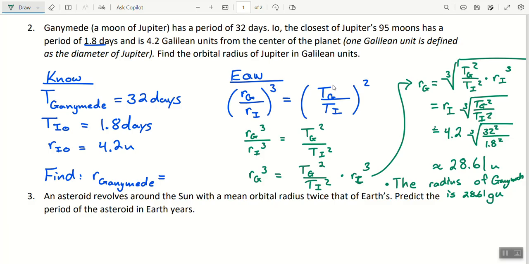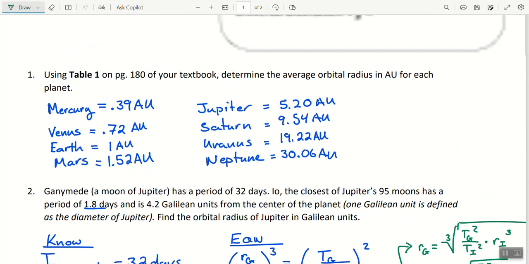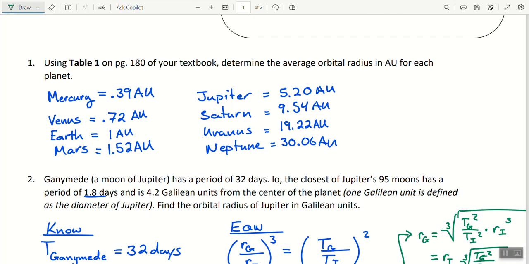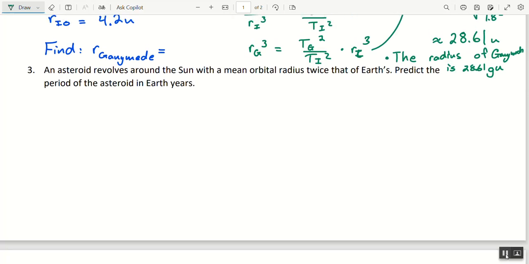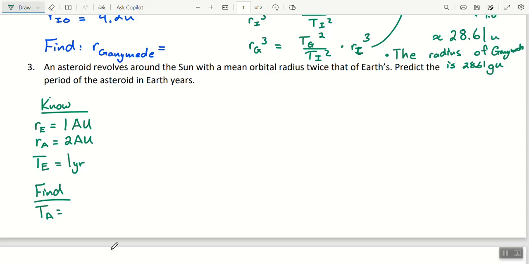I want you guys to knock out number 2 for me. Just kidding, number 3. Yep, I added this problem, which is why the spacing got gross. That's my bad. Cool. Knock out number 3, and we'll come back together in just a moment. Find me the period of this asteroid by class tomorrow.